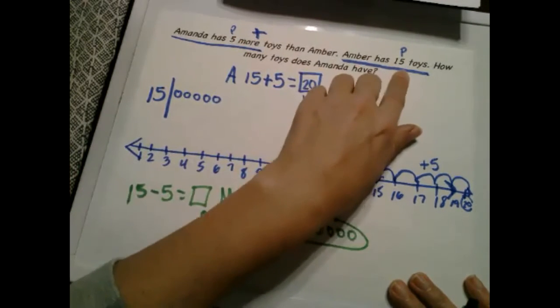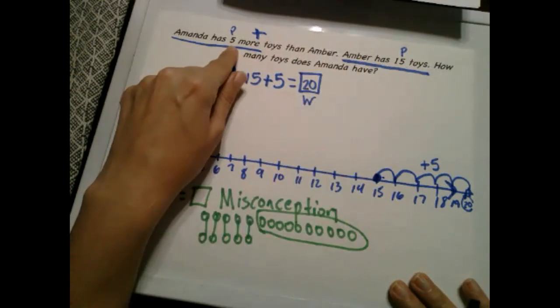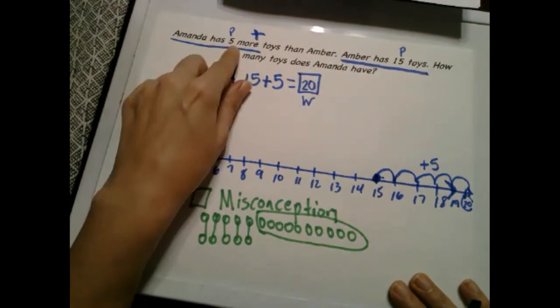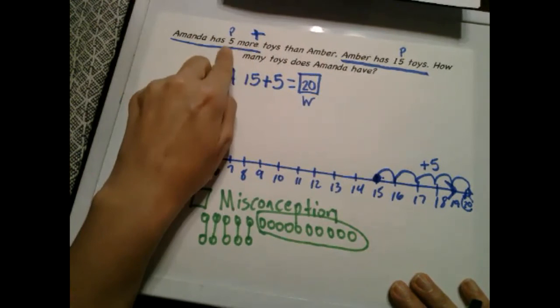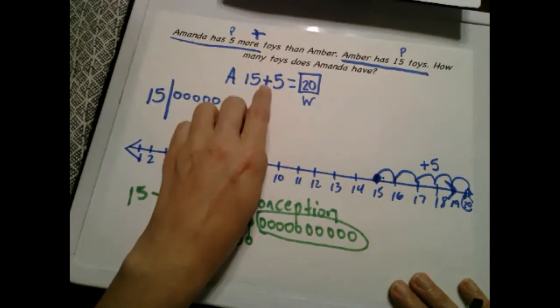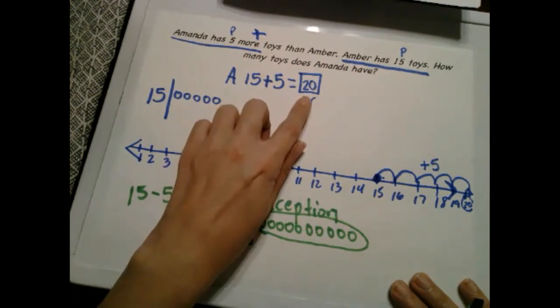So you need to look at the number that you have or the part that it gives you. Figure out if it's wanting you to add or subtract. Is it saying she has 5 fewer or 5 more? In this case, it was 5 more. So I'm not finding the difference. I'm actually adding my parts together to get my whole.